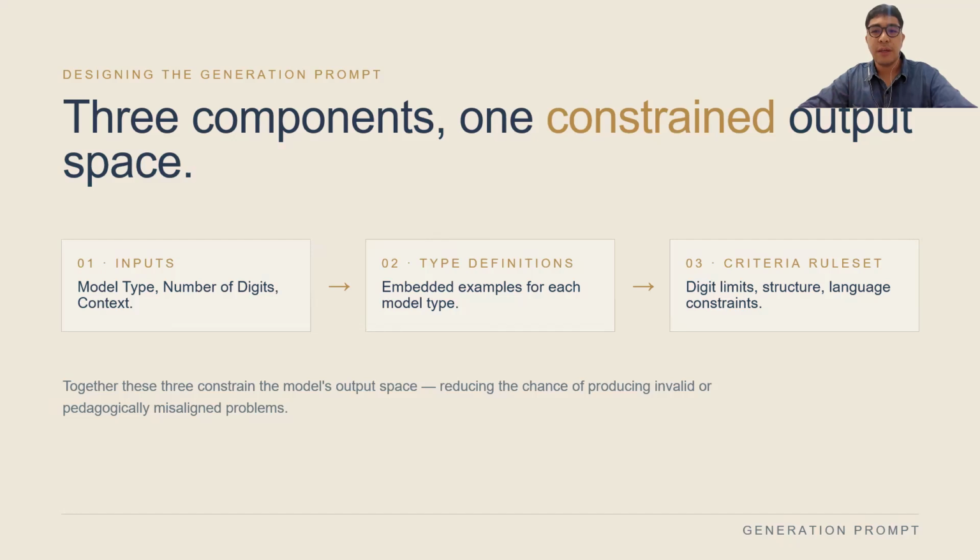So for generation, the prompt was structured around 3 components. Firstly, we have input parameters like model type, number of digits, and the real-world context. Secondly is the model type definitions, which have embedded examples inside the prompt. And lastly is the generation criteria rule set. So the goal was to give context to constrain the large language model's output space, enough that it would reliably produce math word problems matching the MOE curriculum without losing the creativity that is built into the large language model.